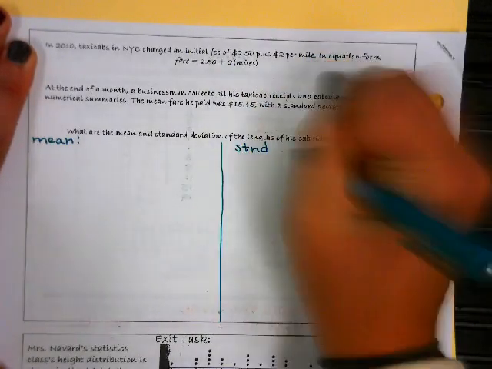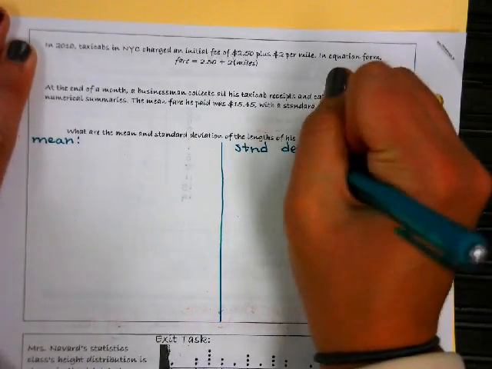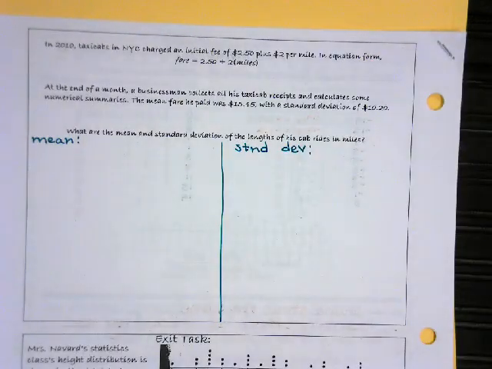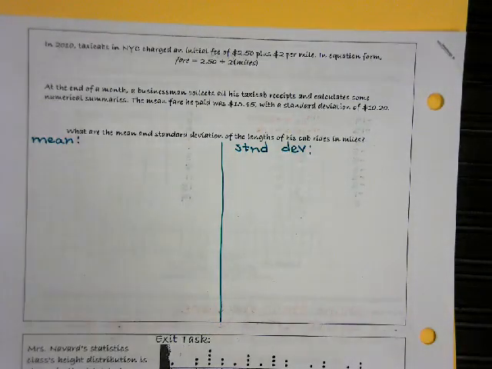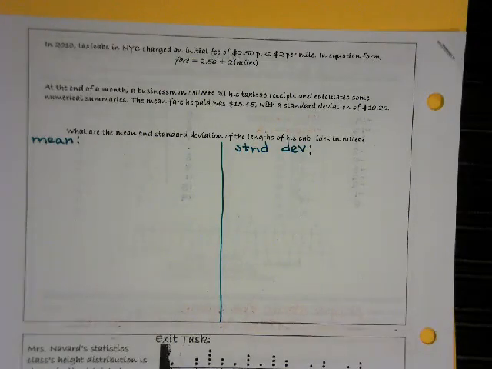So the mean, is it a measure of center or spread? Right. No. Center. It tells you the average, the middle. Mean is the measure of center.